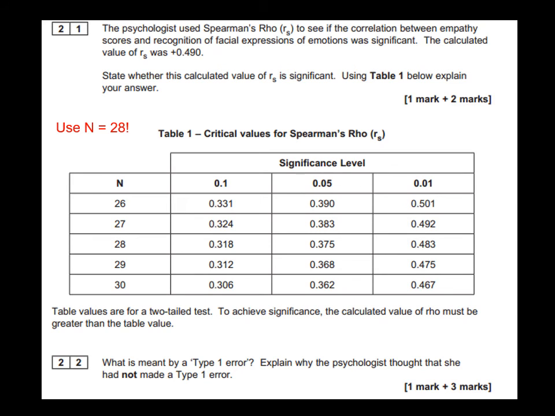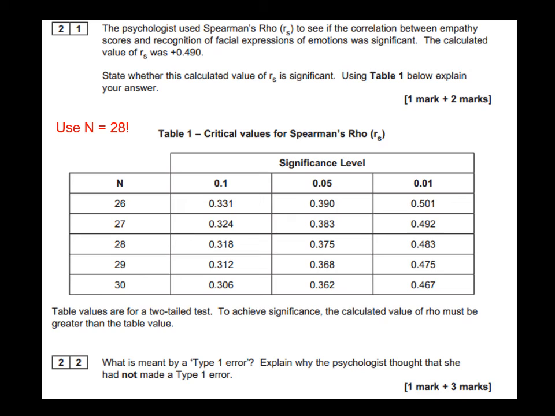Hello, welcome back. Let's have a look at this. Question 21, for some reason the question doesn't say what n is, I think that's on the previous slide, which I didn't copy in, so I'll put use n equals 28 in big red letters, so hopefully you saw that. We need to interpret this table first.